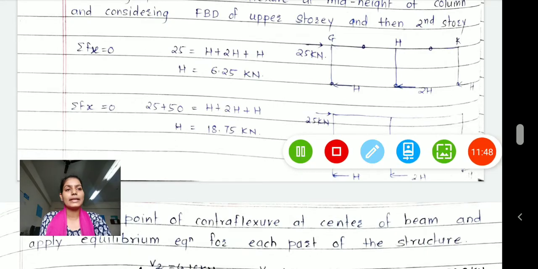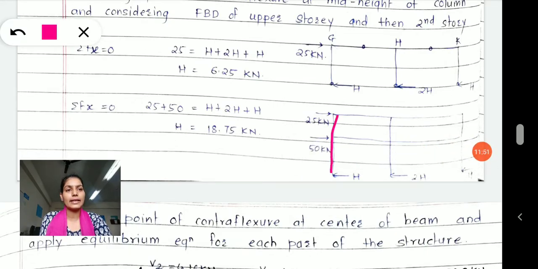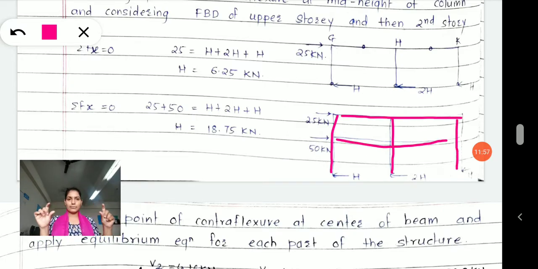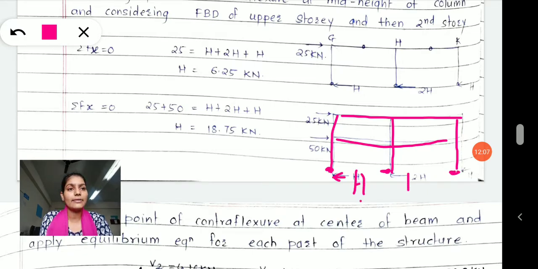Now for the second frame, you can see here I have this second frame. In this frame I have taken the upper story completely, and in the lower story I have considered the point of inflection at the mid height of a column. I have cut there, I have taken a section there, and I have shown a distribution of H.